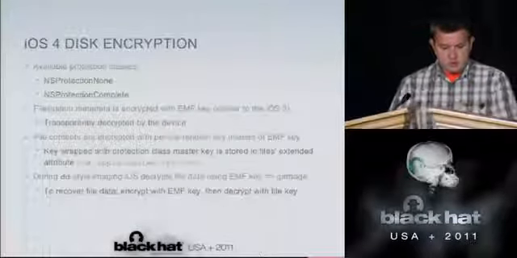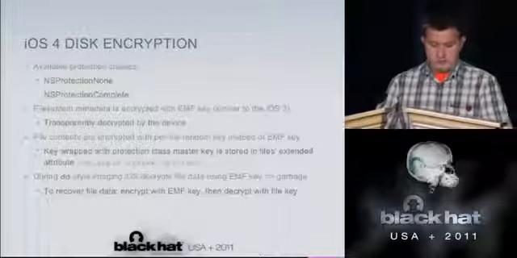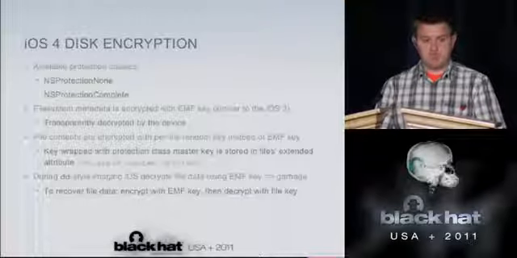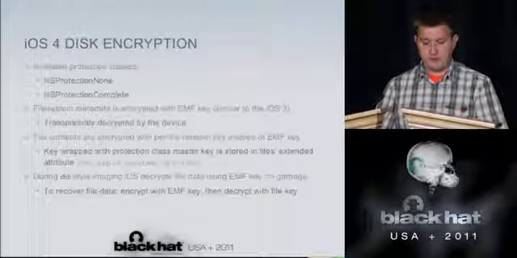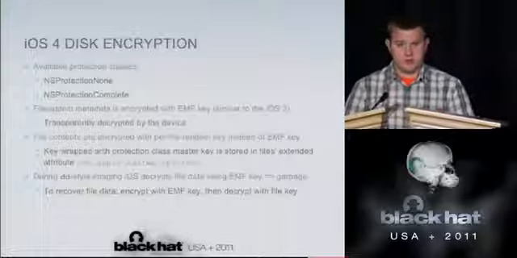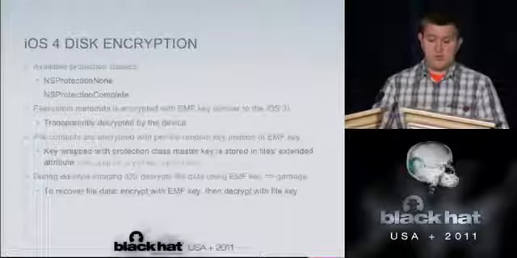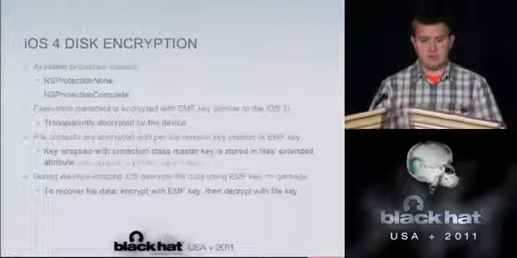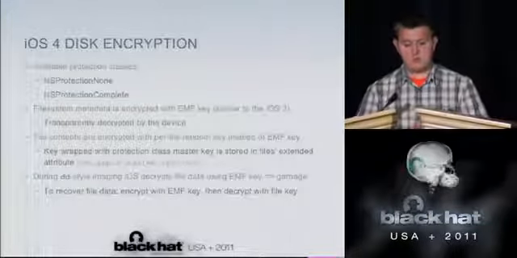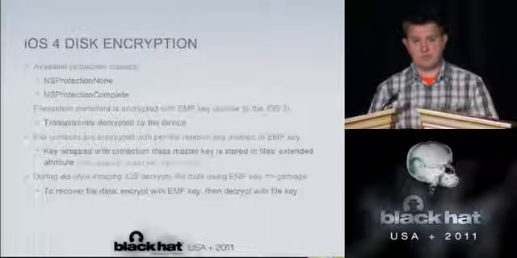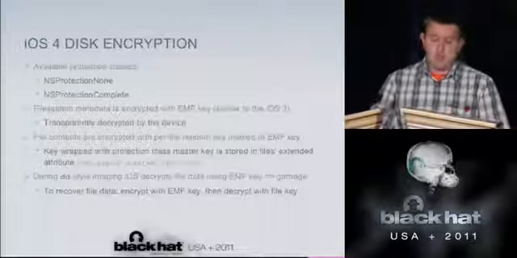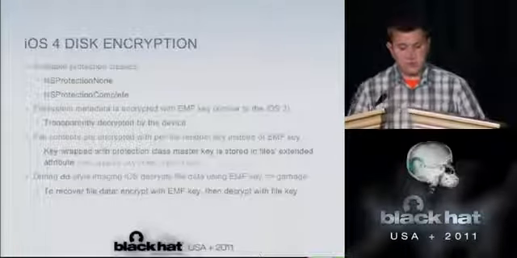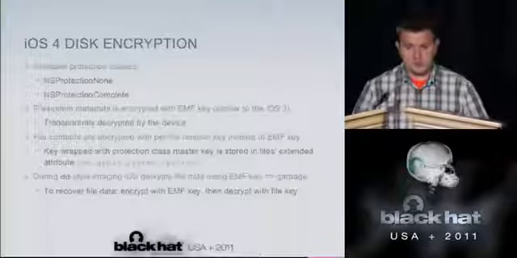For the storage encryption, there are 2 documented protection classes: protection none, which is accessible always, and protection complete, which is accessible only when unlocked. For example, the built-in mail application on the iPhone 4 uses NSProtectionComplete to protect the email databases, so they are only accessible when the device is unlocked. File system metadata and files without any protection class are encrypted using a whitening key.